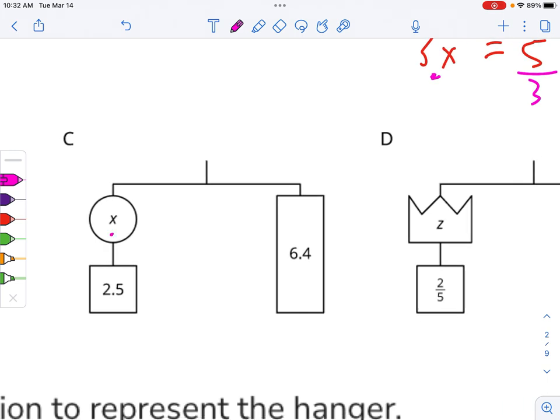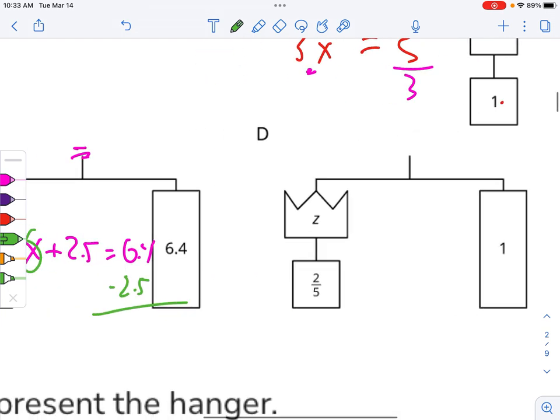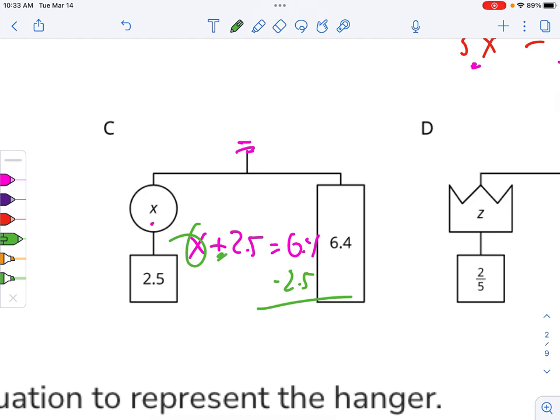Let's do this one. All right, I have an x on this side, and plus, we're not multiplying this time, 2.5 equals, which is what this line is, 6.4. I could solve this one by taking 6.4 and I subtract out the 2.5.